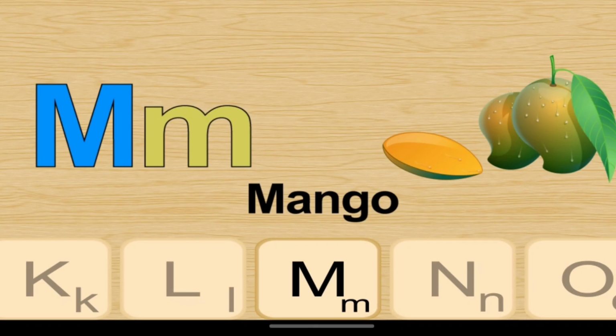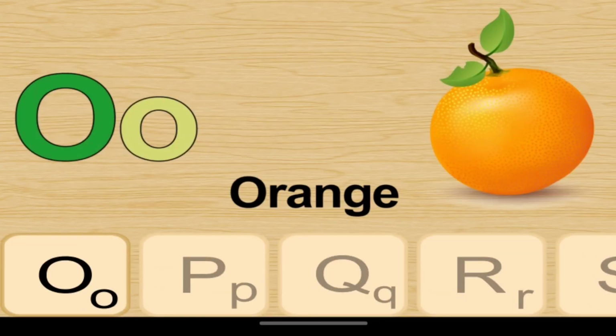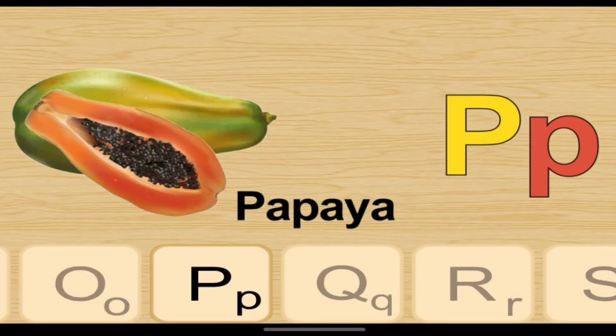M. M is for mango. N. N is for nose. O. O is for orange. P. P is for papaya.